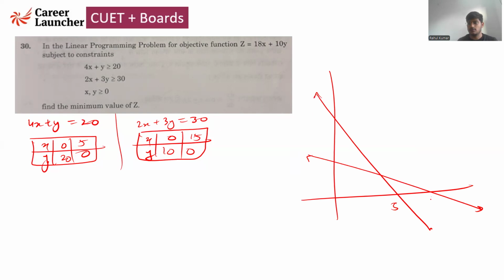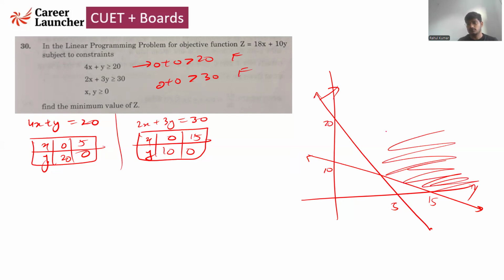So y is equal to 10 is here. Okay, x is equal to 15 is here, y is equal to 10 is here, and 20 is here. Now, if you substitute 0 here, 0 plus 0 is greater than 20, which is a false statement. 0 plus 0 is greater than 30, which is also a false statement. So the region is away from the origin, and this is your shaded part.